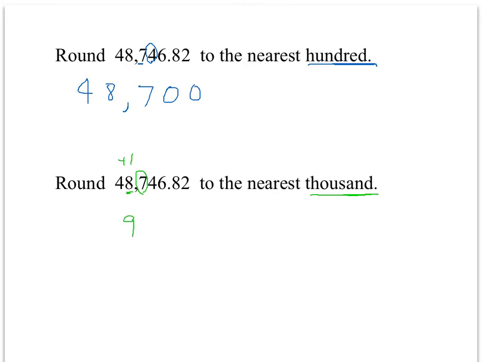The digit to the left of that stays the same, and all of the digits to the right of that go to 0. So that is a rounded number to 49,000.